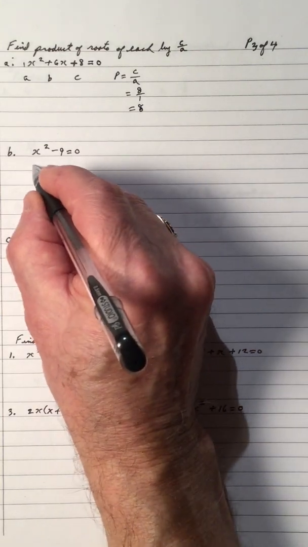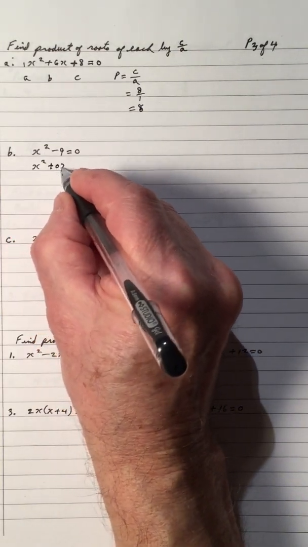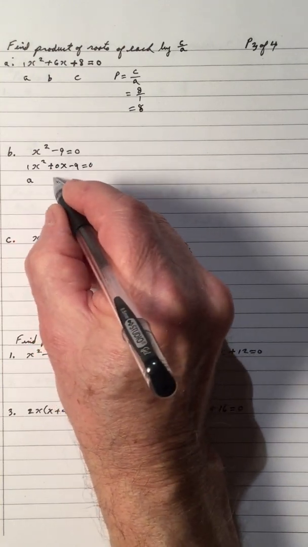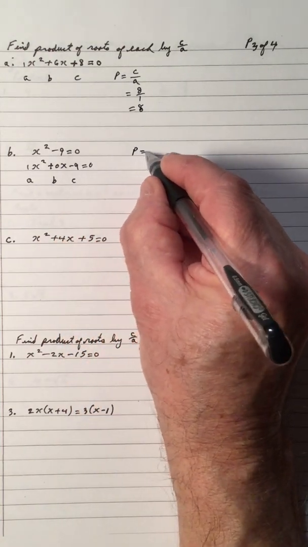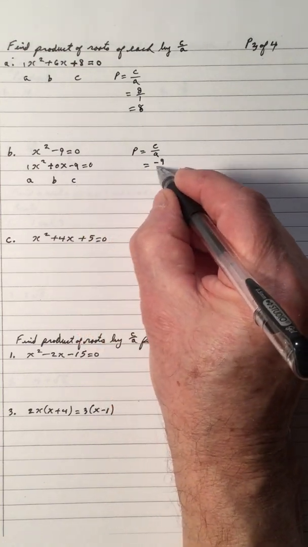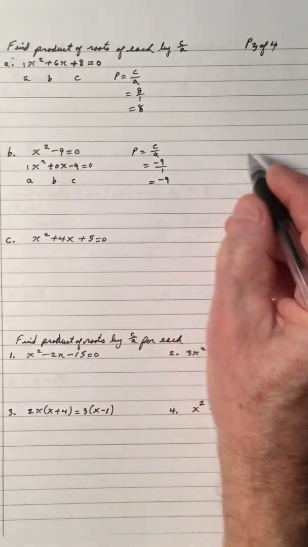And in this one, I have x squared plus 0x minus 9 equals 0. a is 1, b is 0, c is negative 9. So the product is c over a, and c is negative 9 over 1. So the product is negative 9.